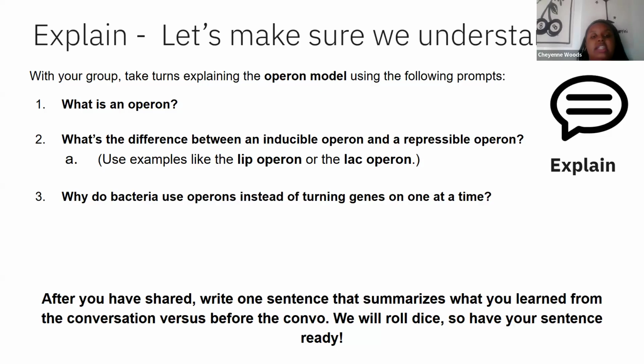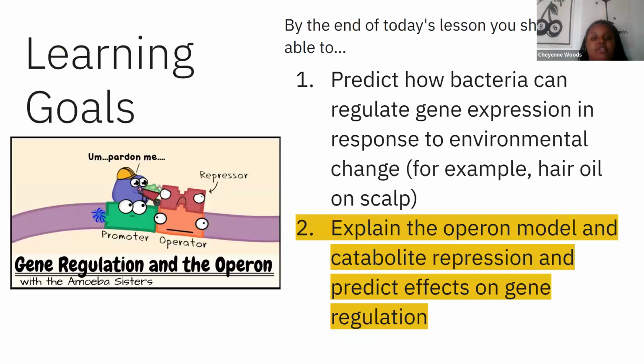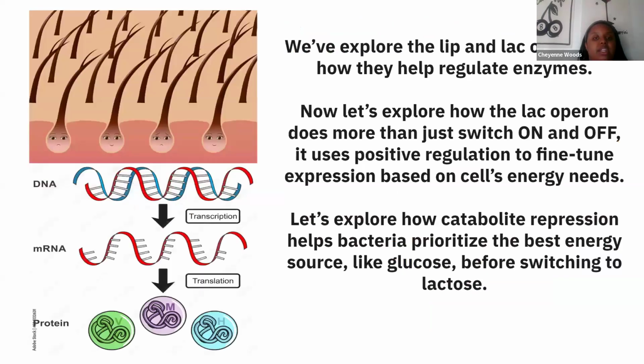After you share together, I want you to write one sentence that summarizes what you've learned from this conversation just now versus before the conversation. I'm going to roll the dice, so have your sentence ready. And again, we're going to go into more detail, but more specifically, focusing on the catabolite repression portion and how that can affect gene regulation.